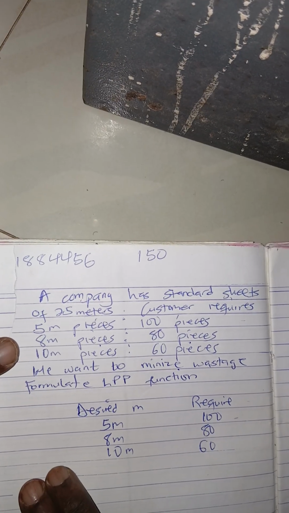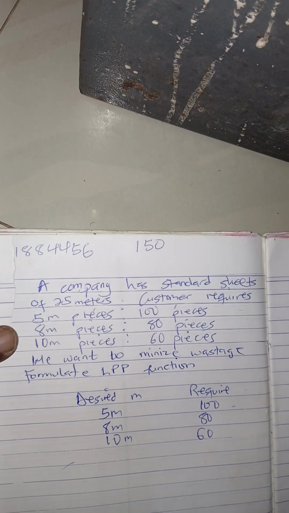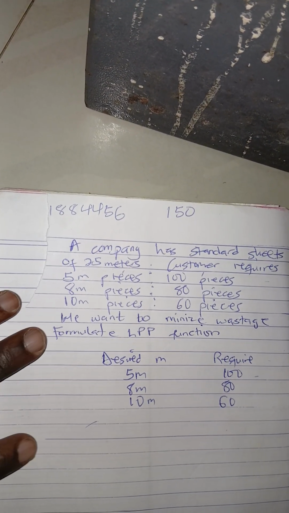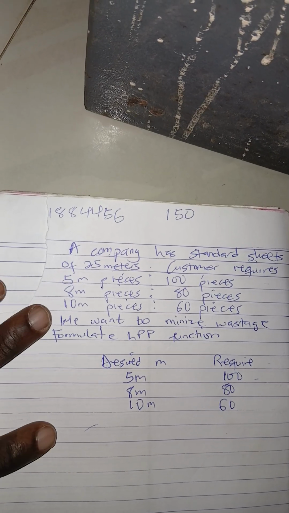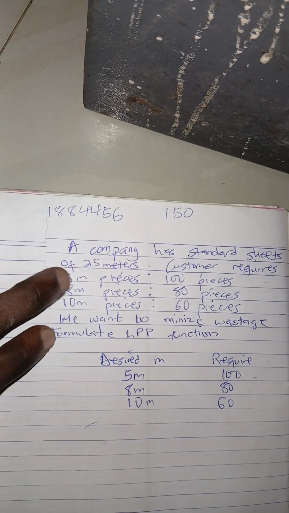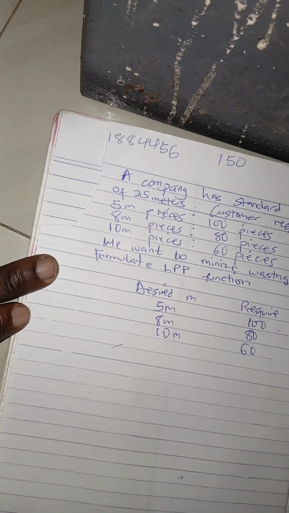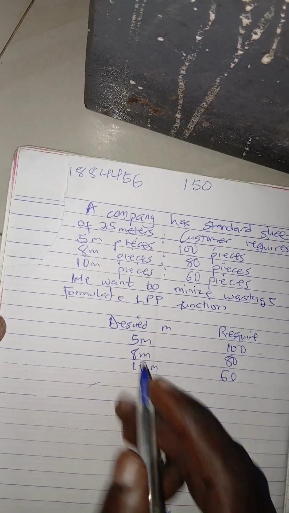Good. We want to minimize wastage. Formulate L.p.p. Let's formulate our L.p.p problem. Now, the standard sheet comes in 25 meters. So let's see how best we can solve it.